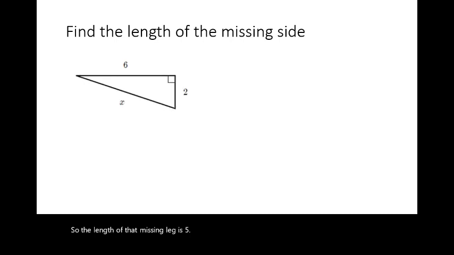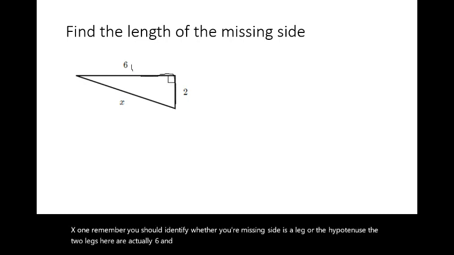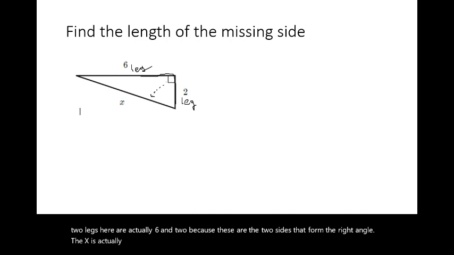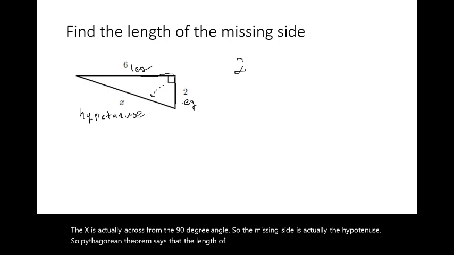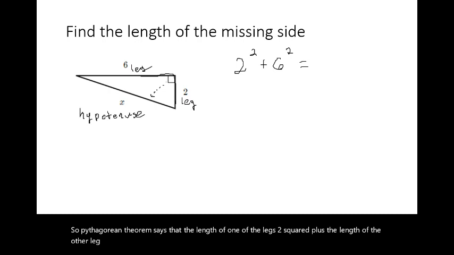Now for this next one, remember, you should identify whether your missing side is a leg or the hypotenuse. The two legs here are actually 6 and 2 because these are the two sides that form the right angle. The x is actually across from the 90-degree angle, so the missing side is actually the hypotenuse. So the Pythagorean theorem says that the length of one of the legs, 2 squared, plus the length of the other leg, 6 squared, is equal to the length of the hypotenuse, x squared.